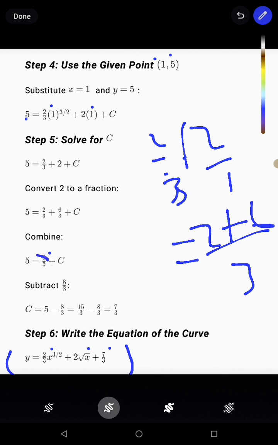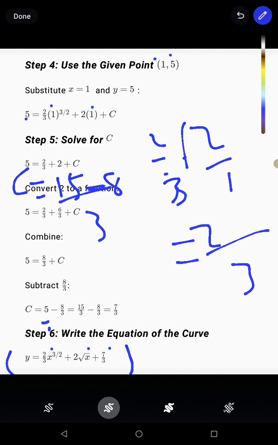The next thing, bring this one here so we get something beautiful for c. So c is going to be, don't mind me, I want to make room for that. c equals, just the same thing, LCM 3. This one is the same as over 1. So 1 and 3 times this 15, minus 3 and 3, 1 times this 8. 15 minus 8, 7 over 3. So substitute 7 over 3 for c in the equation, and we get y equals 2 over 3 x raised to power 3 over 2 plus 2 root x.